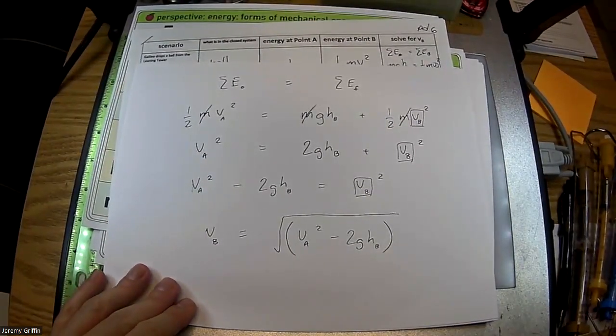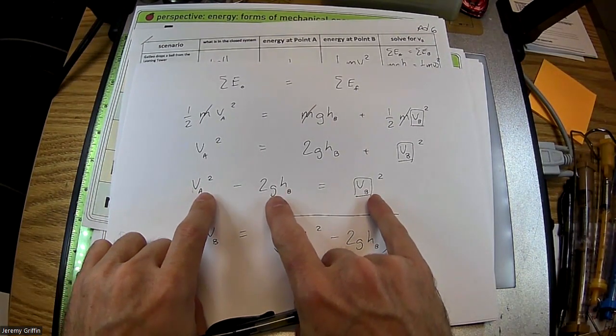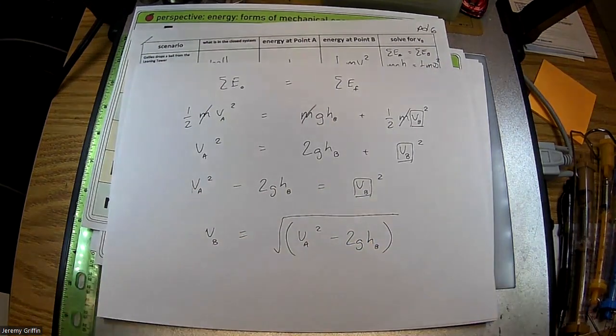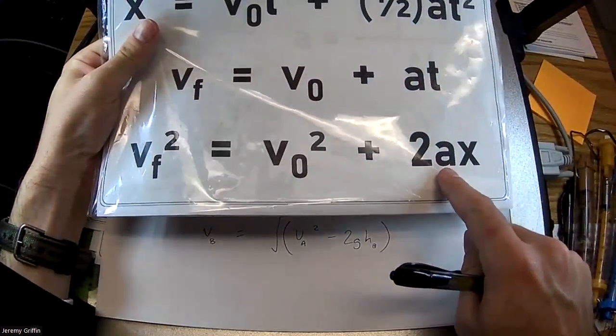Isn't that a third column equation? Yeah, that's a good observation. Look at that right there. That's pretty much a rearrangement of this one right here, isn't it? Yeah, right.